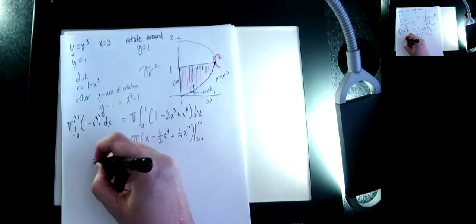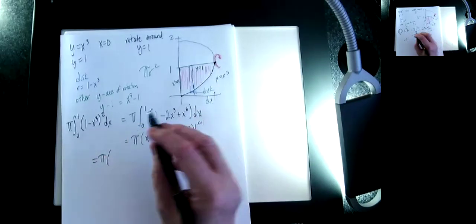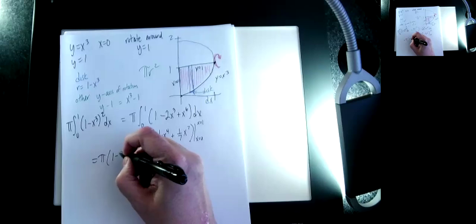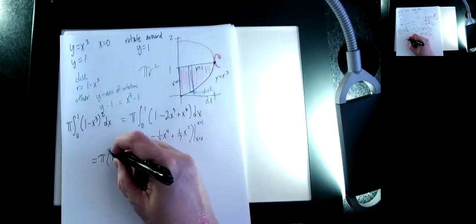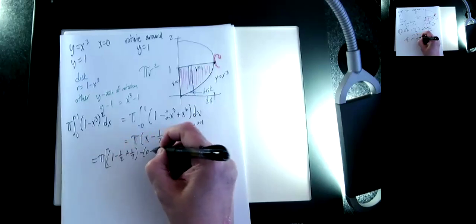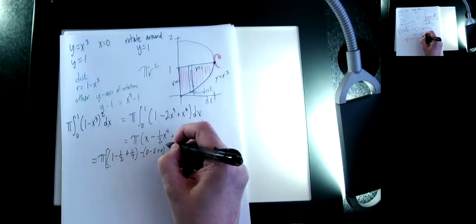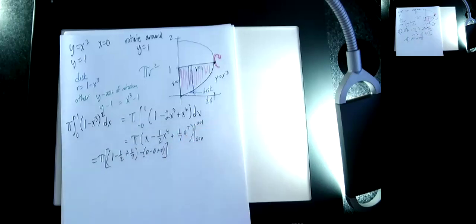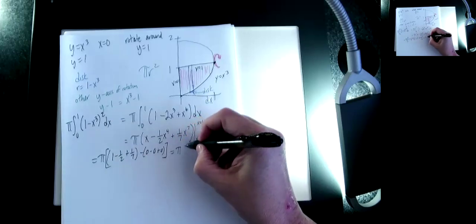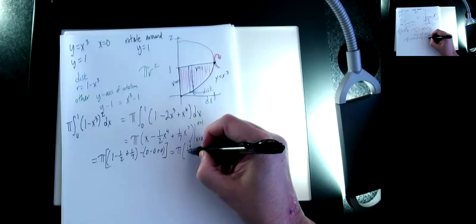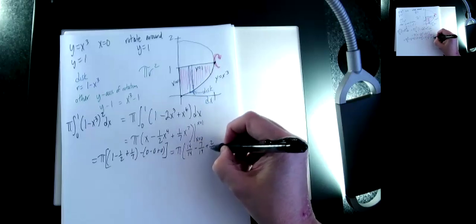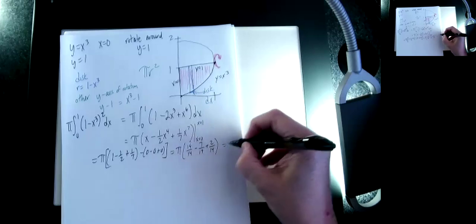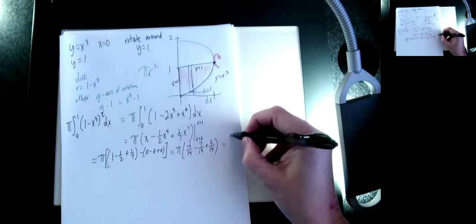So we're going to get pi times 1 minus 1/2 plus 1/7 minus a bunch of zeros. This is pi times, we got 14 over 14 minus 7 over 14 plus 2 over 14. That's 9 pi over 14.